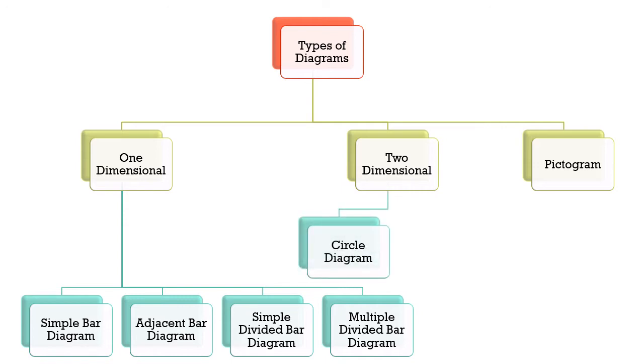Next are the two-dimensional diagrams, in which we have the circle and pie chart. Pictogram does not have any type. So four types of one-dimensional, two types of two-dimensional, and the pictogram. These are the things which we are going to study gradually in 2 to 3 tutorials. Now in this tutorial, I would start with one-dimensional diagrams, but I need to explain all of them to you guys.